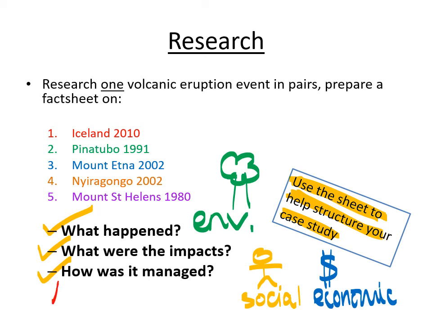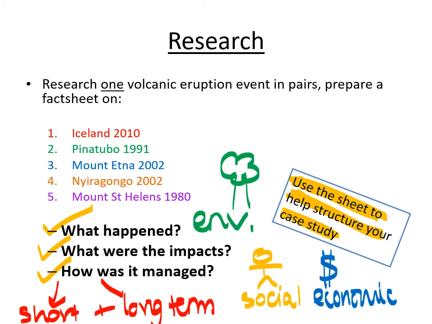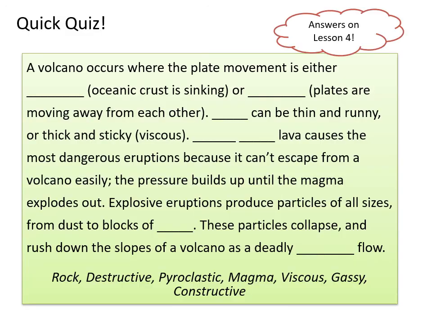For this one, you can look at the short term, how did they manage it, and then the long term. What did people do in this environment to help to manage this volcanic eruption which was happening? You've got five examples to choose from, or you can do one of your own. The five examples on the slide are Iceland, Pinatubo, Mount Etna, Nyiragongo, or Mount St Helens. You can choose any of those case studies to do. I imagine that will take you about 20 minutes to research and fill in your sheet.